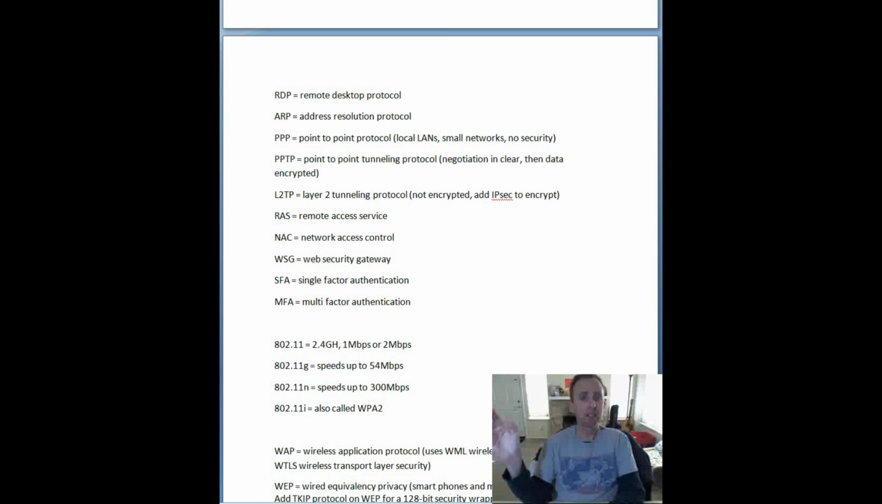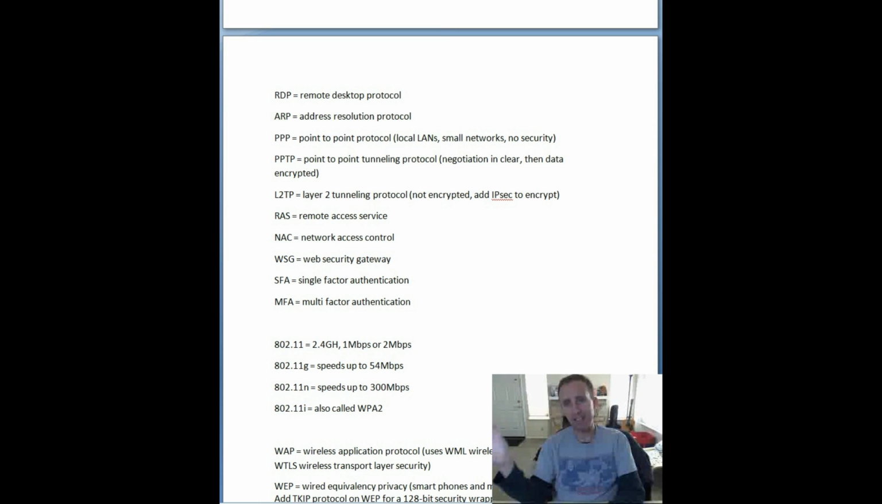It does negotiation in the clear, which could be a security risk. Then it encrypts the data and packets going through. And you also have Layer 2 Tunneling Protocol, L2TP. Now this is not encrypted, but many times you will add IPsec on top of that L2TP to add encryption to that connection. Now you have some other acronyms that are good to know.